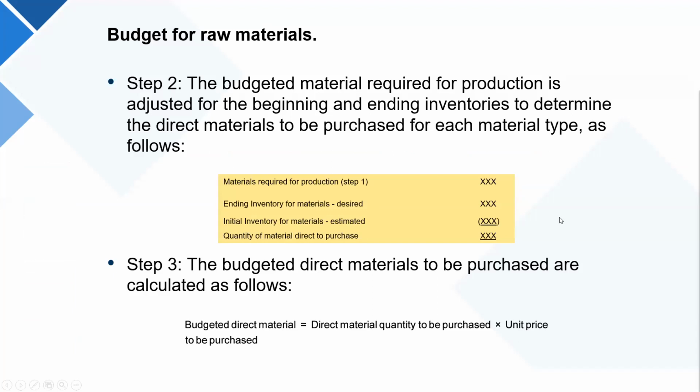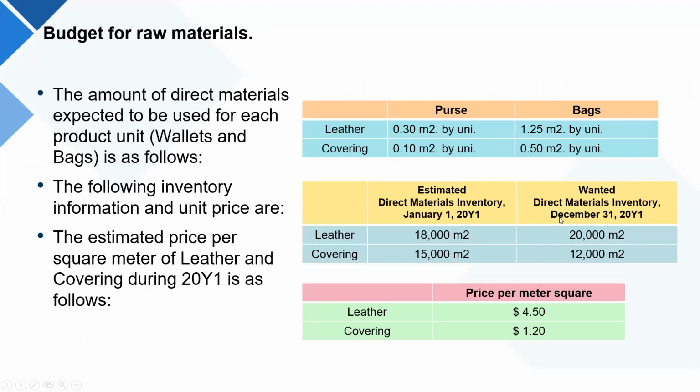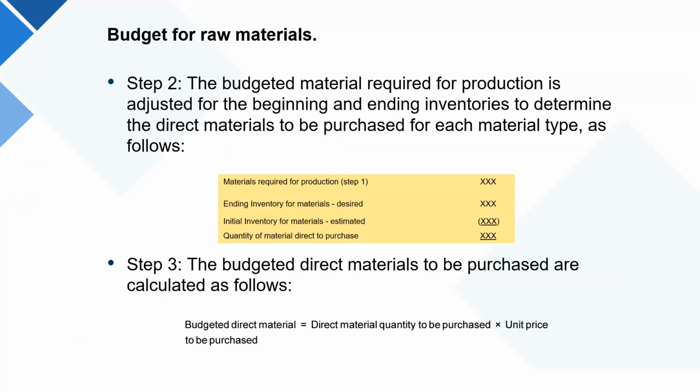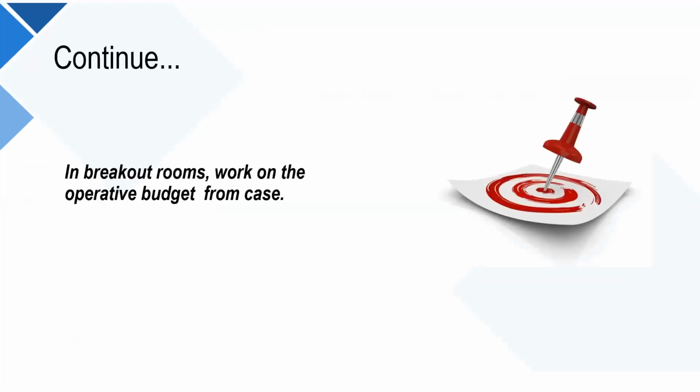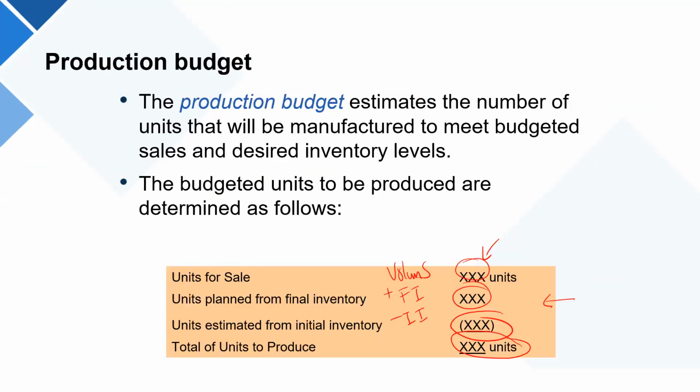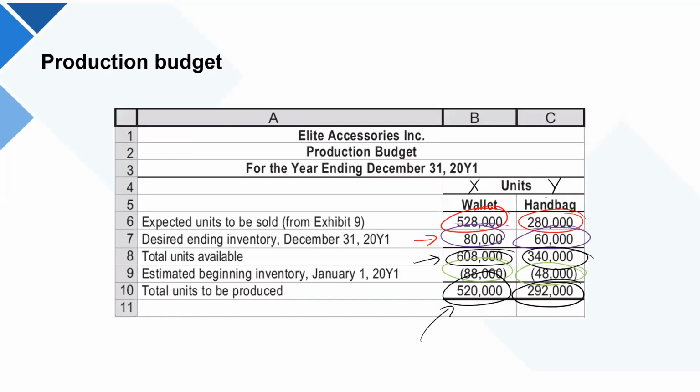Great, so let's move to the next one, and the next one is raw materials. It's exactly the same formula. The thing is that we have a bunch of raw materials there that we need to check. It's the same formula we used for the production budget, which is to add something and then add and subtract the inventories. We're going to do the same here.